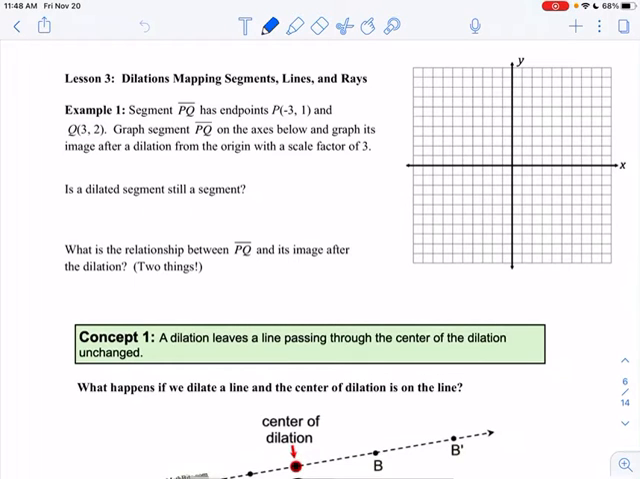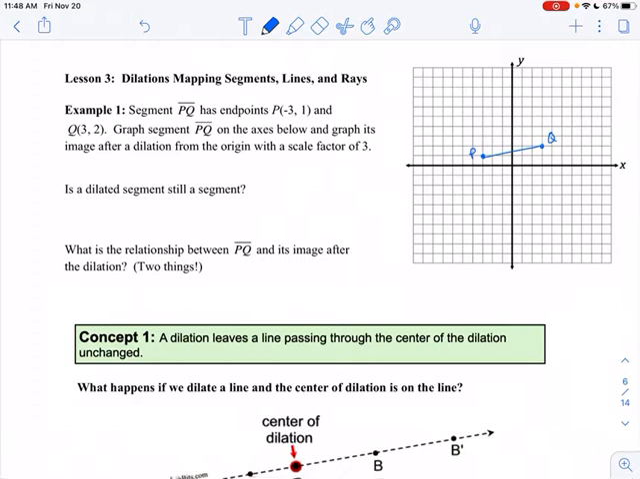Hi GOR, this is Unit 4, Lesson 3, and today we're going to talk about dilating lines and segments and rays. So in example 1, we have segment PQ, which we're going to put on the graph. P has the point (-3, 1), so we're going to plot that right here, P, and Q has the point (3, 2), and that's Q, right?